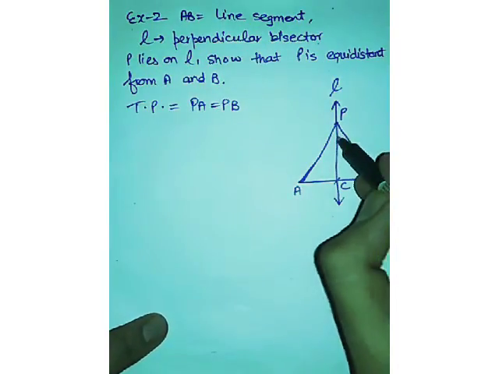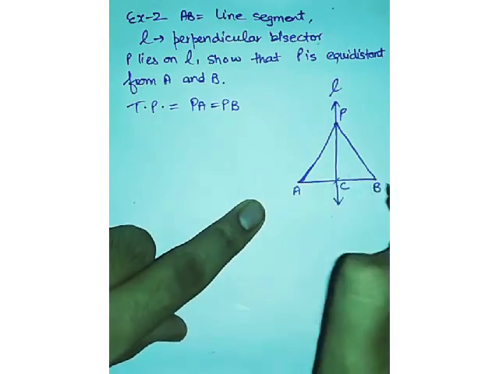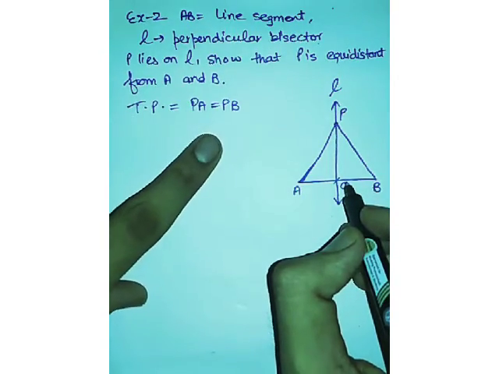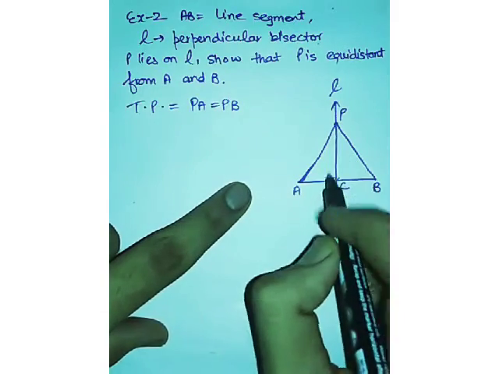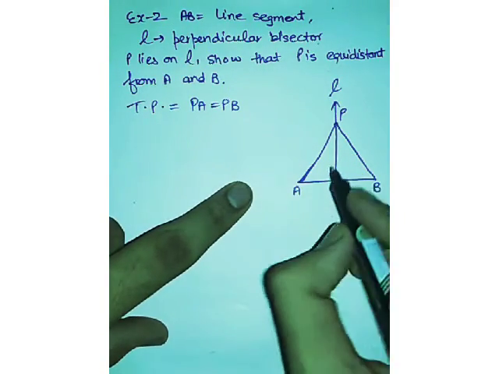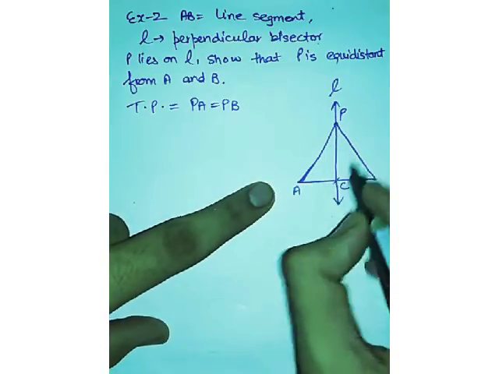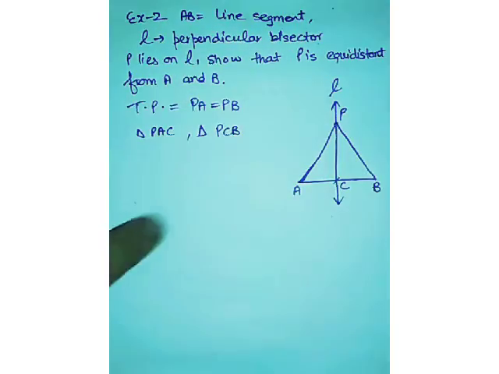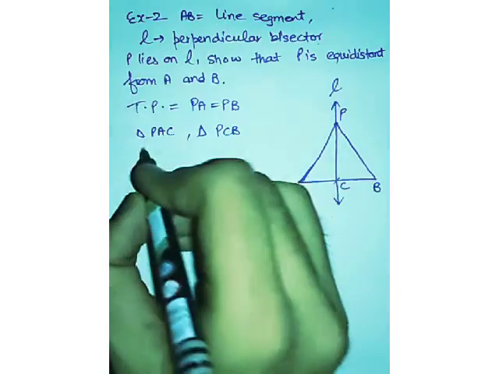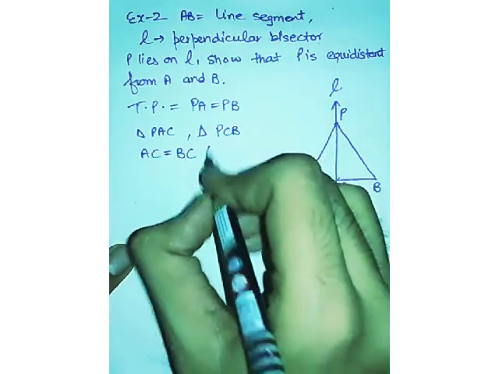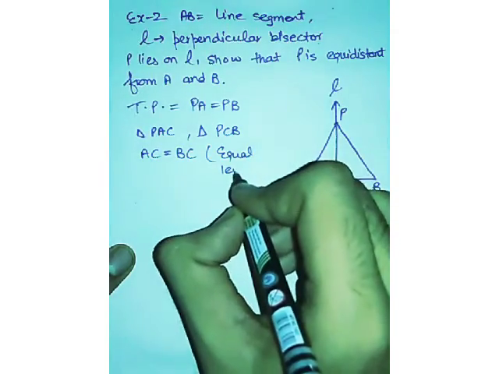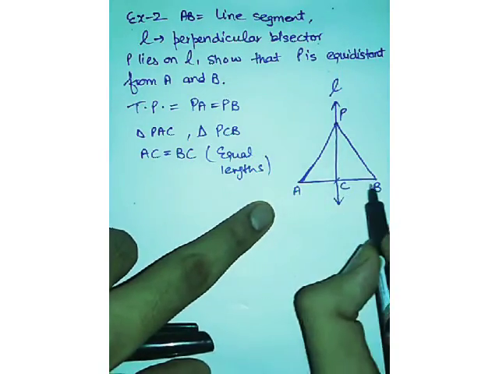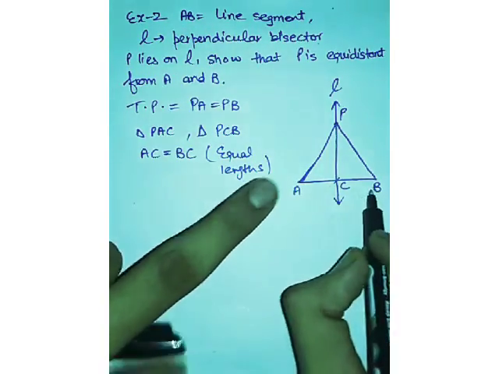Now in other words, if you prove that these two triangles are congruent, then PA and PB will be the corresponding parts of the two congruent triangles. So simply PA will be equal to PB. So you have to prove that these two triangles are congruent to each other. Firstly, there are two triangles, triangle PAC and triangle PCB, right? Now see what's equal. AC is equal to BC. Why? Because L was the perpendicular bisector. It means it is dividing AB into two equal parts. So AC is equal to BC.